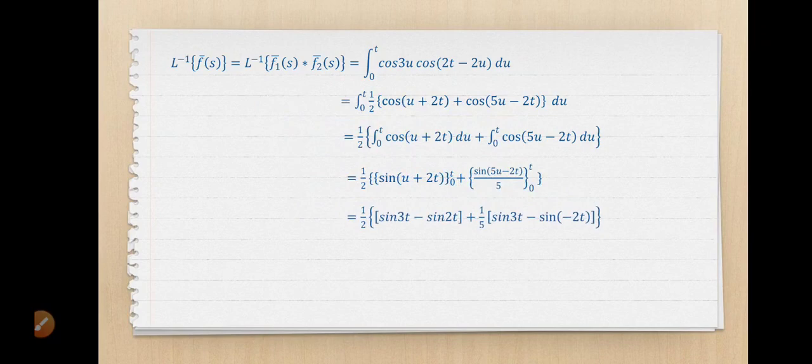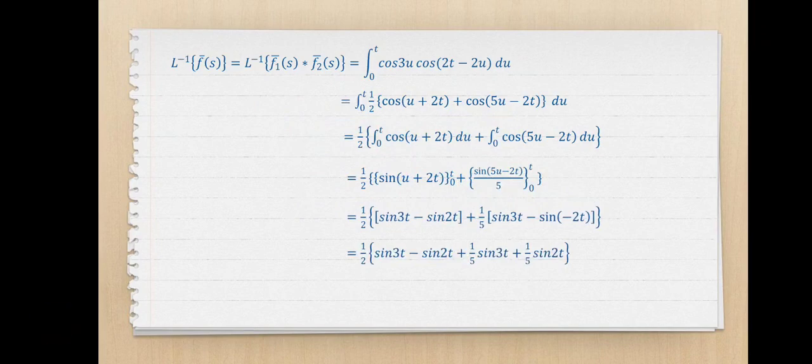Second term, 1 by 5 you may write as common multiplier. For u equal to t we get sin 3t and for u equal to 0 we get sin of minus 2t. Again you have to apply here the result sin of minus theta as minus sin theta. So we get the next step as 1 by 2 sin 3t minus sin 2t plus 1 by 5 sin 3t plus 1 by 5 sin 2t.